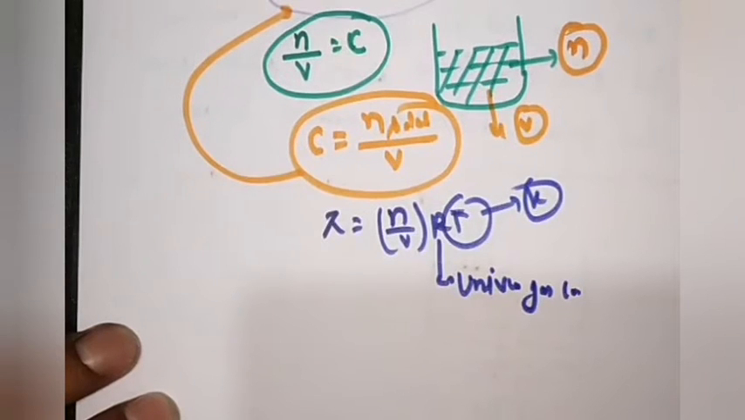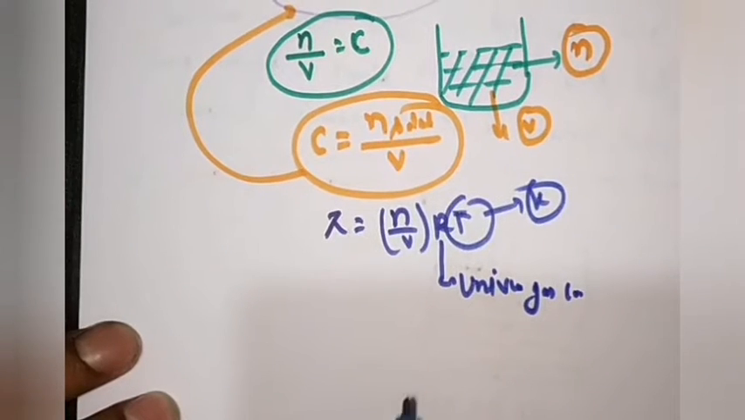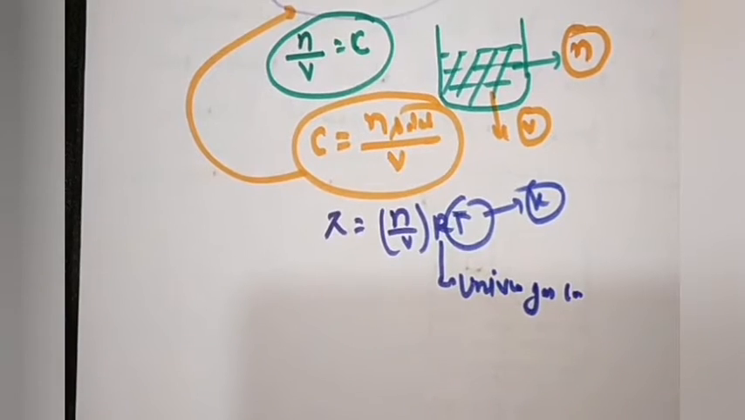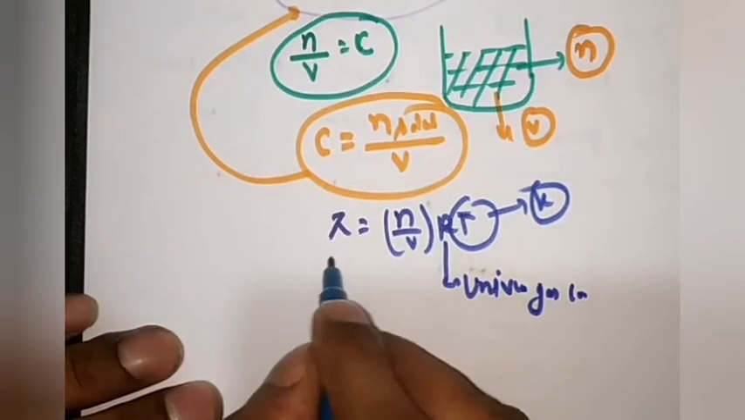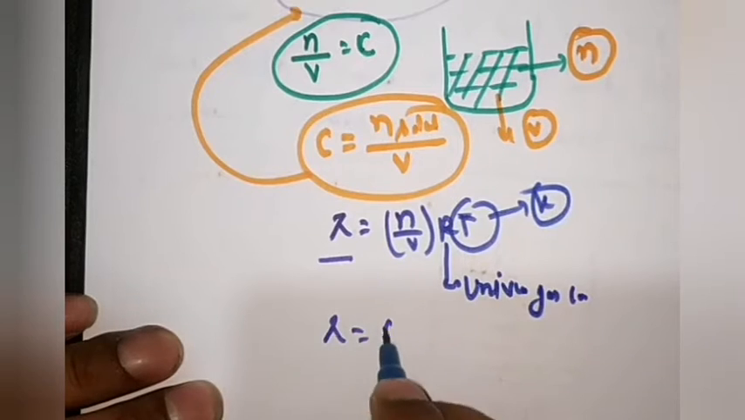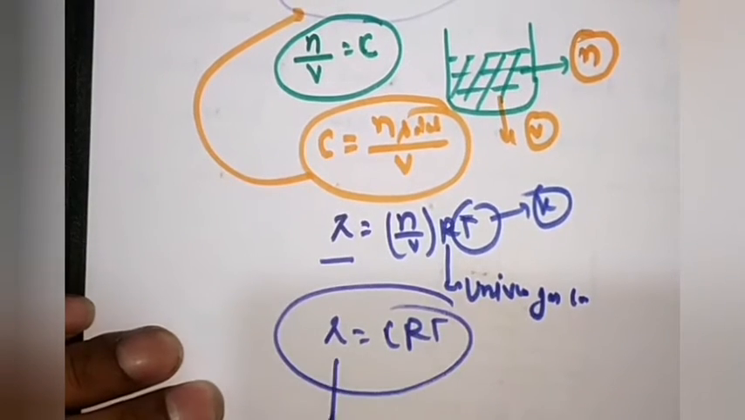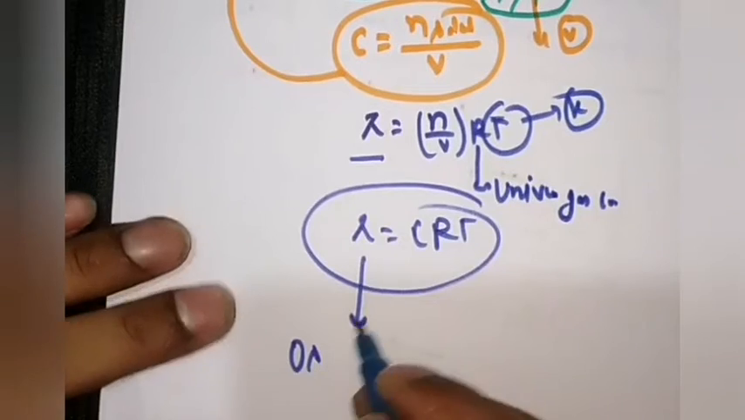Just focus on this, otherwise at the time of solving numericals you will get a wrong answer. If you take the temperature in degree centigrade, the option will be given accordingly, and if you take it in Kelvin, the answer will be in the option also. So you have to take the temperature in Kelvin, and R is the universal gas constant, whose value is 8.314 joule per mole per Kelvin. So you can define pi equals CRT.